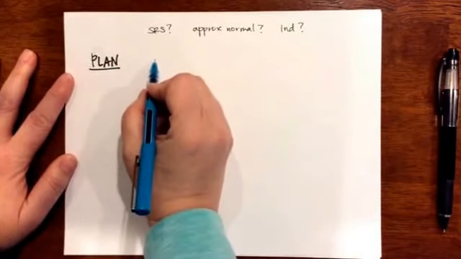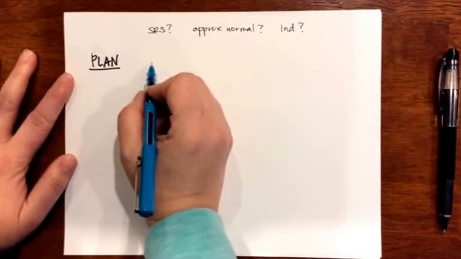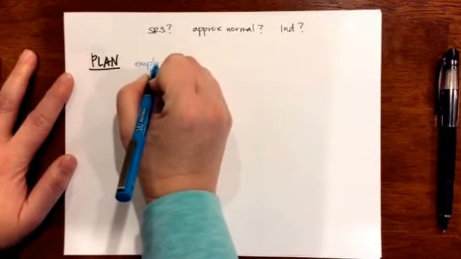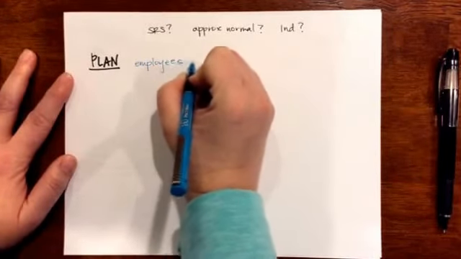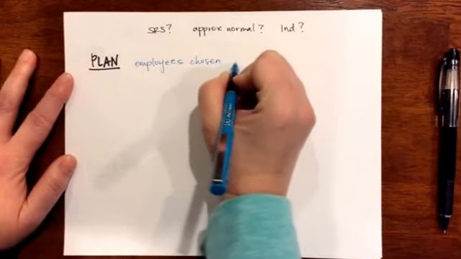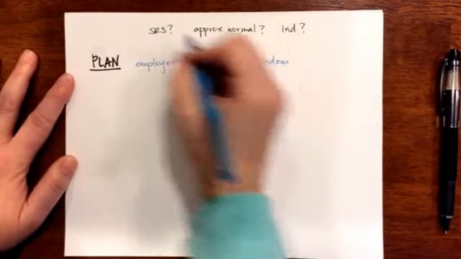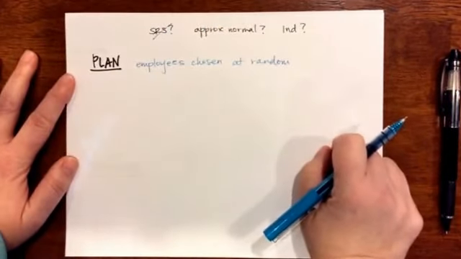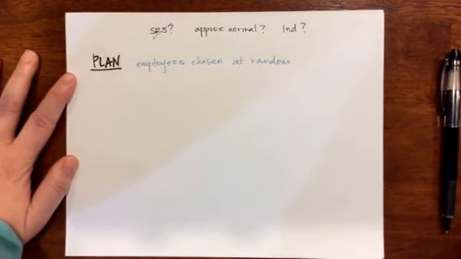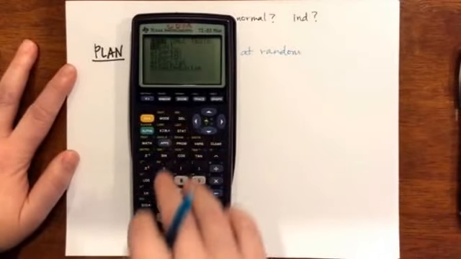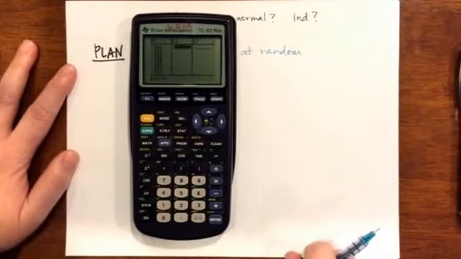For the plan portion, rather than go back, I'll just tell you that it did say that the employees were chosen at random. Okay, so we're done with that. Now we have to check, is the distribution approximately normal? So you're going to want to put all your data into a list. I've already done that, so go ahead and pause and do that yourself.